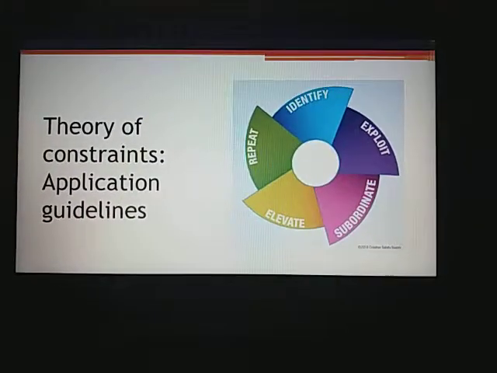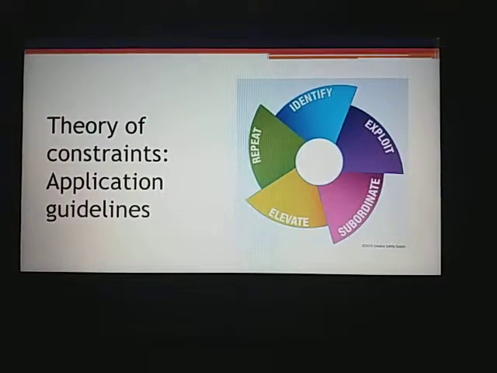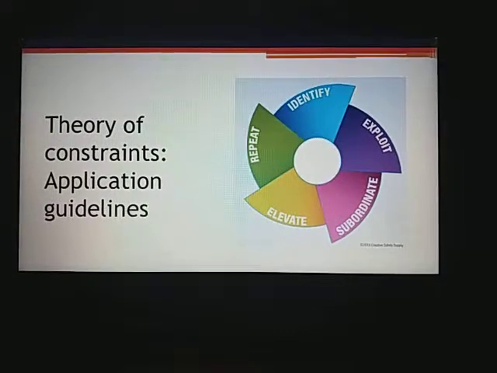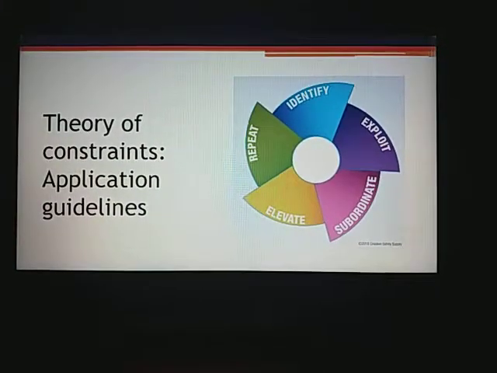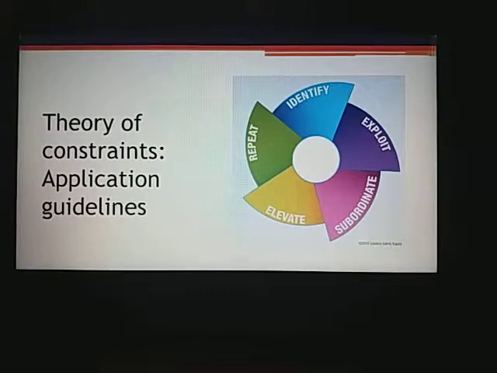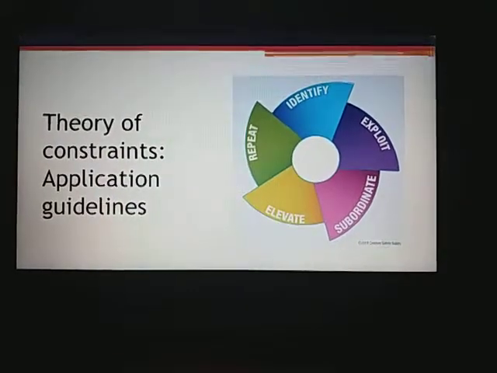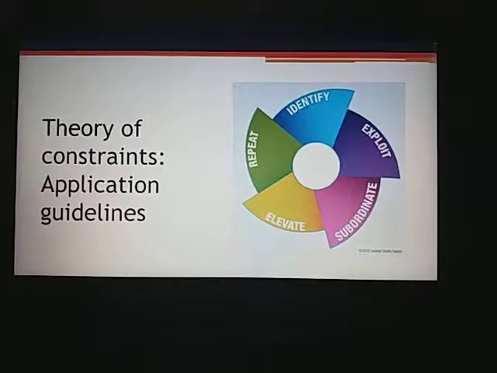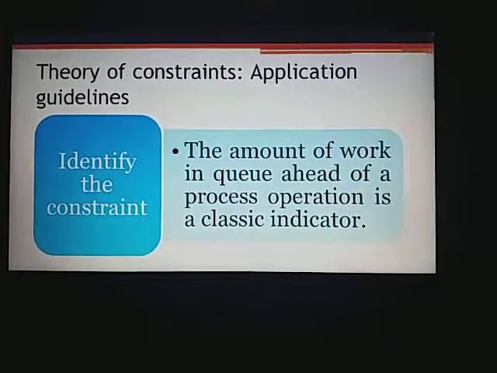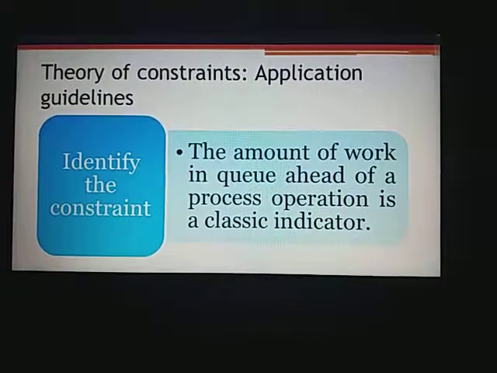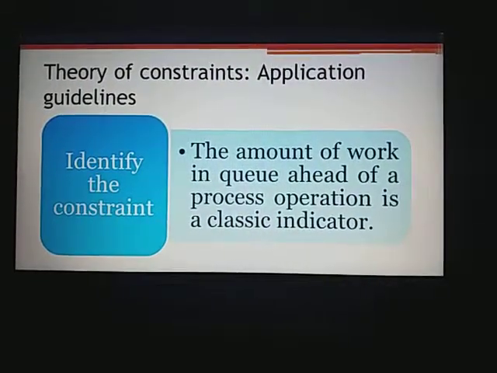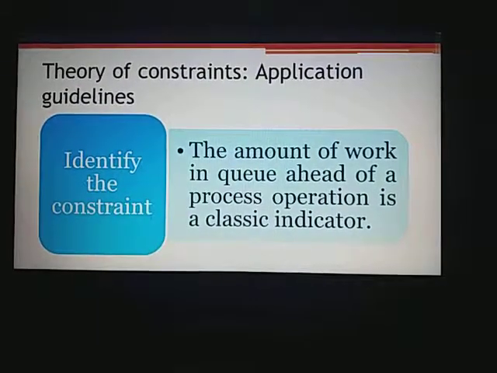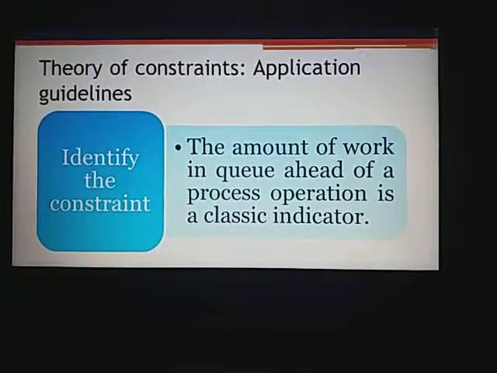TOC consists of 5 steps. 1. Identify the constraint. 2. Exploit the constraint. 3. Subordinate other processes to the constraint. 4. Elevate the constraint. And 5. Repeat the cycle. Identify. The constraint is identified through various methods. The amount of work in queue ahead of a process operation is a classic indicator.